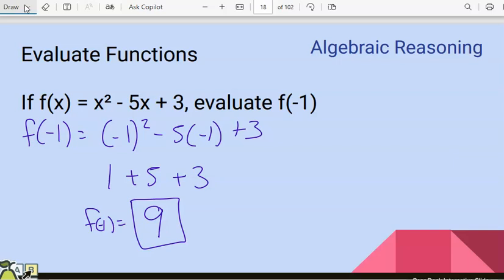Now on this one, notice that this is not a negative 1, because negative 1 squared is really negative 1 times negative 1. The parentheses matter on this one.